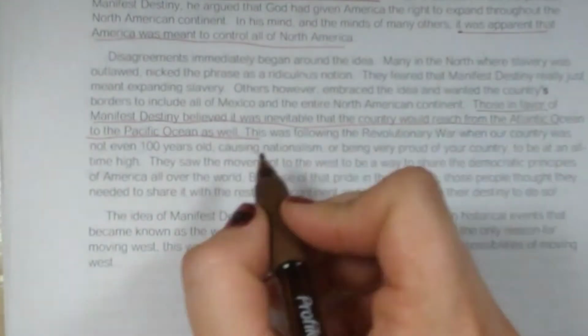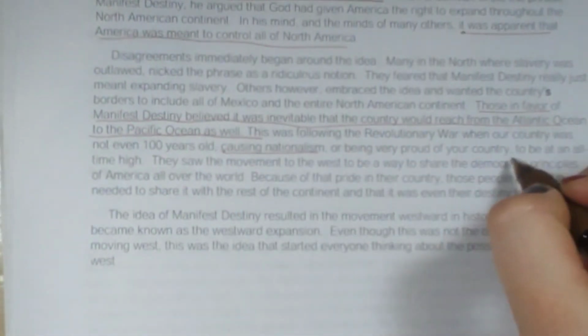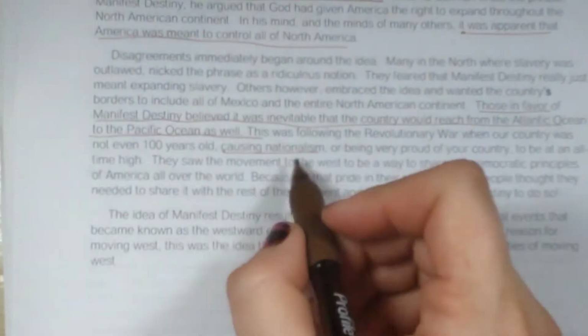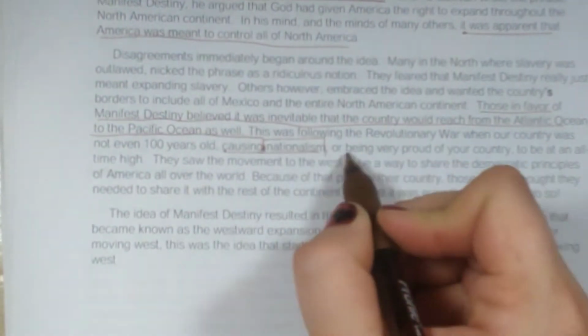This was following the Revolutionary War when our country was not even 100 years old, causing nationalism, or being very proud of your country. There's a context clue. What is nationalism? It's being proud of my country. And it's at an all-time high. So a lot of people are very proud of their country, so they think that they should expand the country because they think their country is so great. So that makes sense.